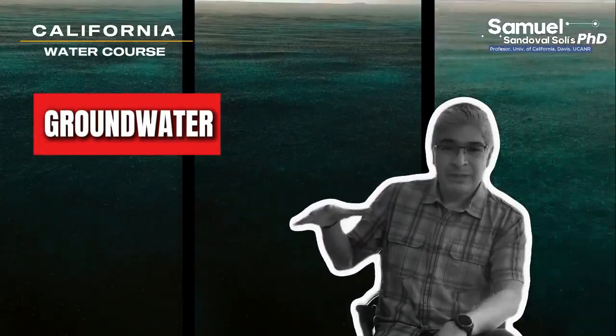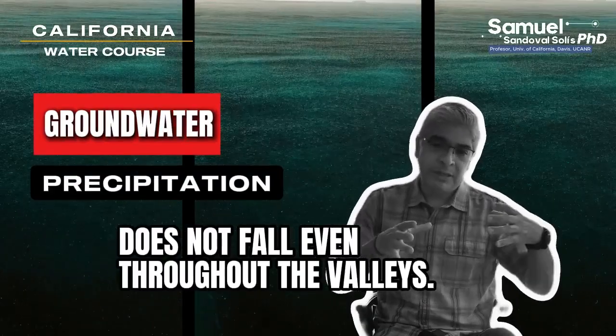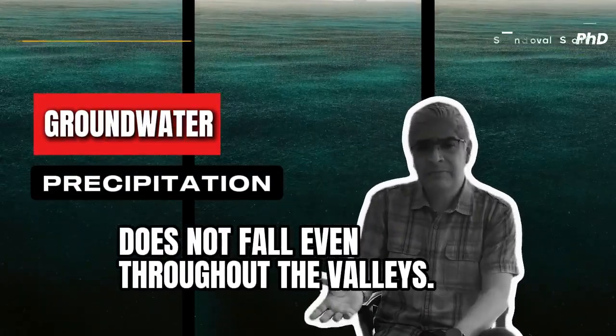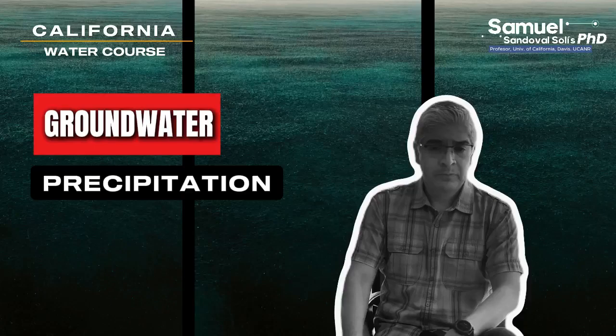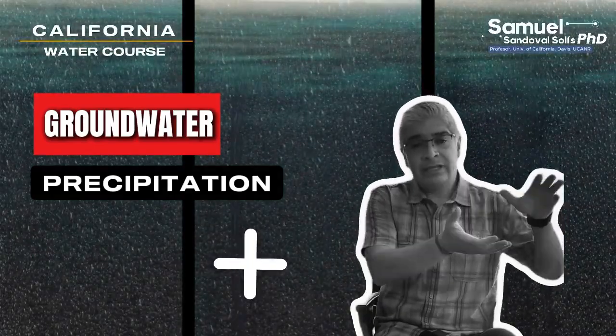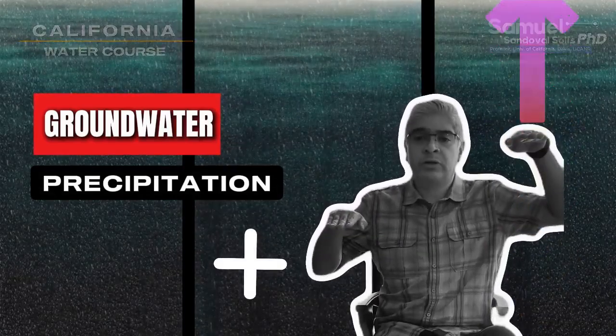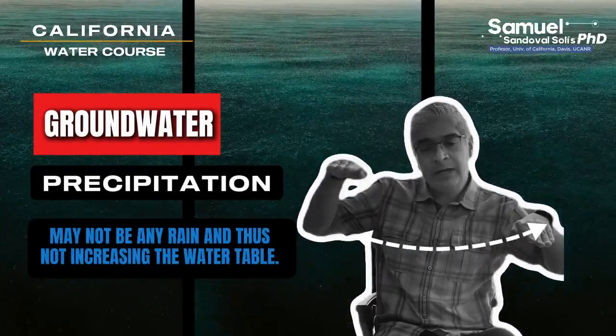However, precipitation does not always fall evenly throughout the valley. There are some places where it may fall and other places that may not receive any water at all. In those places where it receives water, the groundwater table will increase higher than in those places where it does not, and water will try to even out.